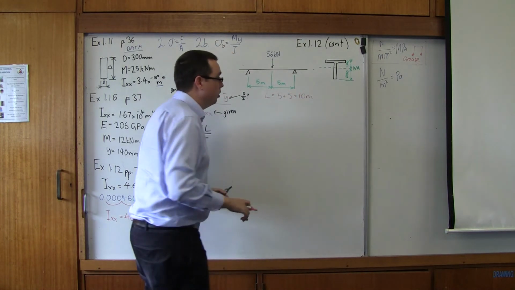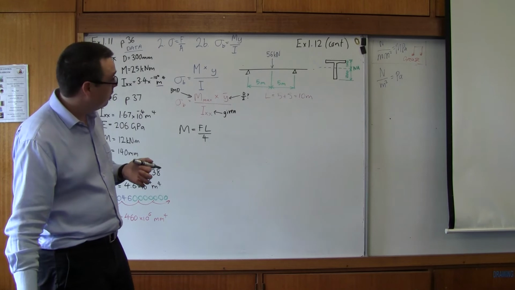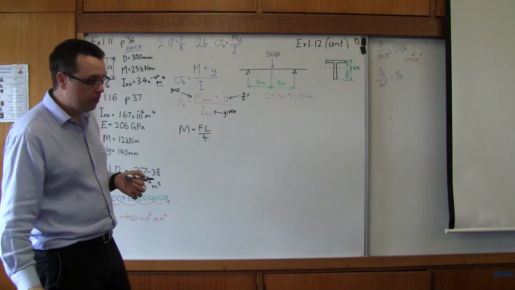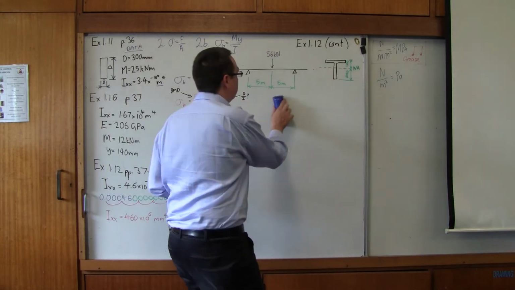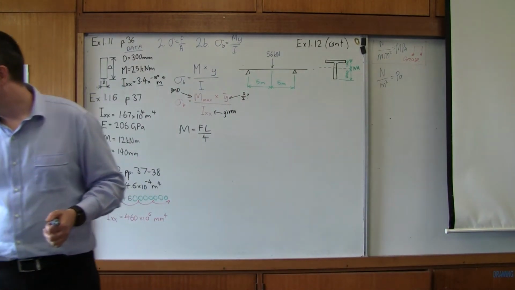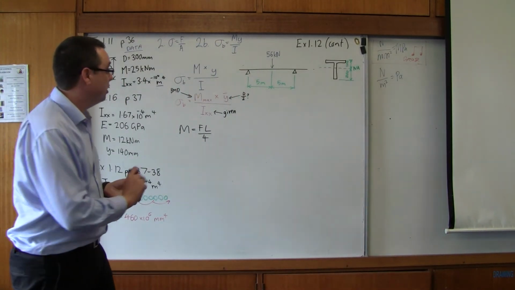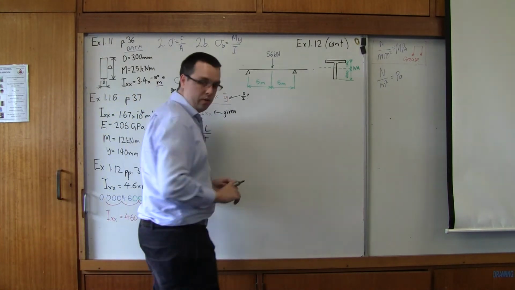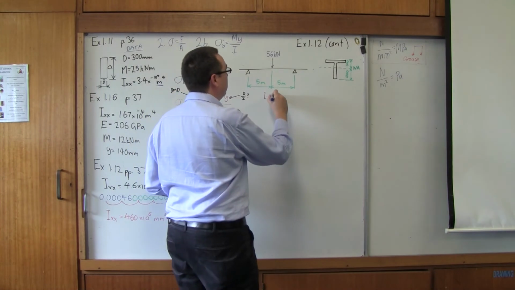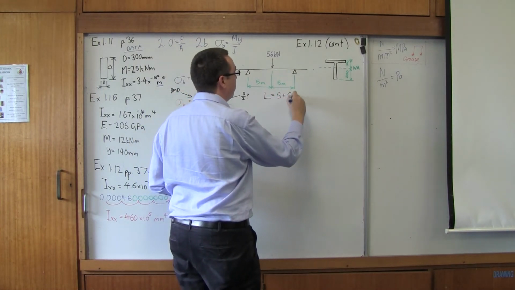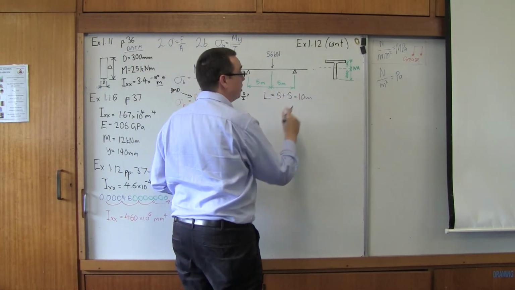I wish that looked a little bit clearer. I can do better than that. That's wrong. I'll use another camera colour. I'll use blue. L equals 5 plus 5 equals 10 meters. The distance between the span.